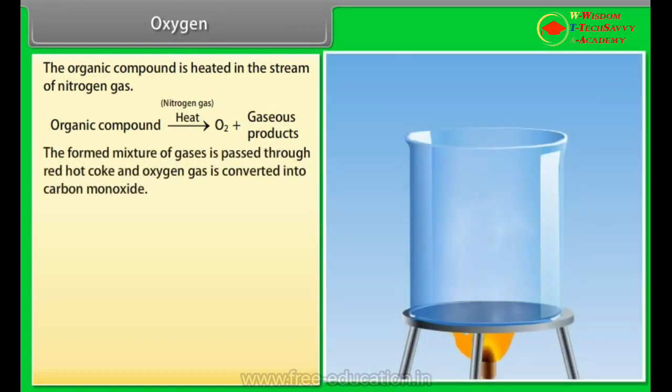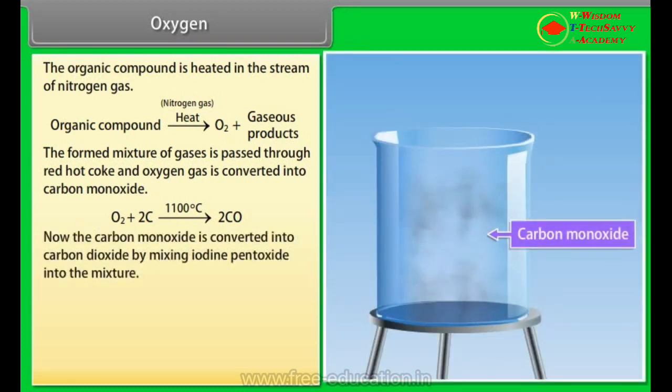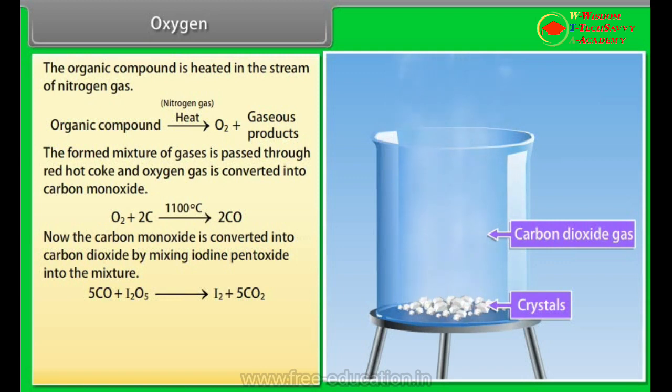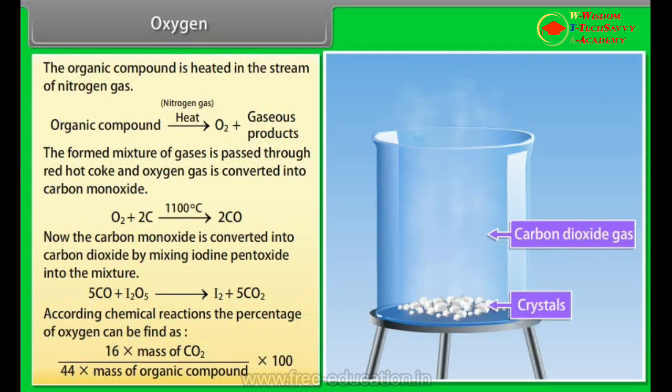The formed mixture of gases is passed through red-hot coke and oxygen gas is converted into carbon monoxide. Now the carbon monoxide is converted into carbon dioxide by mixing iodine pentoxide into the mixture. According to the chemical reactions, the percentage of oxygen can be found as 16 into mass of carbon dioxide divided by 44 into mass of organic compound into 100.